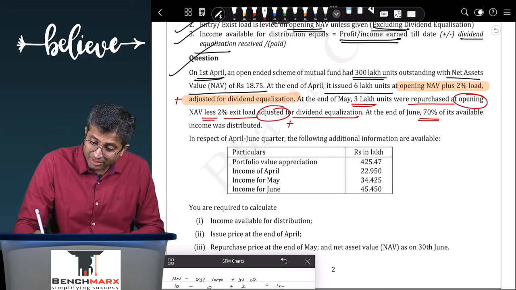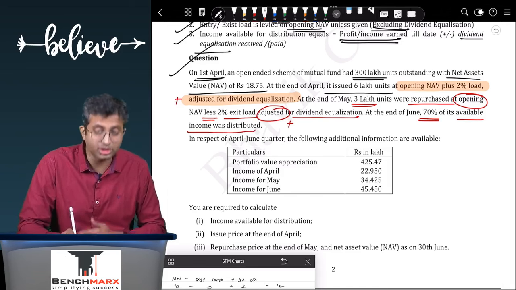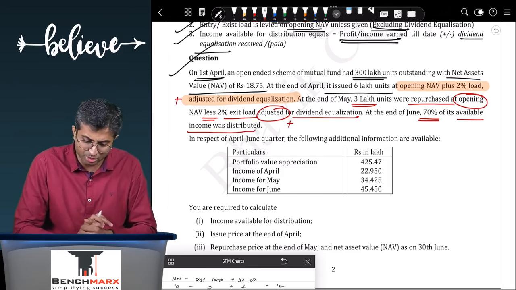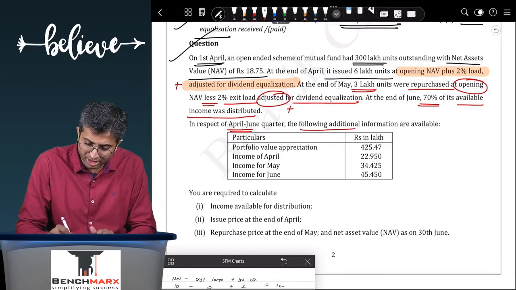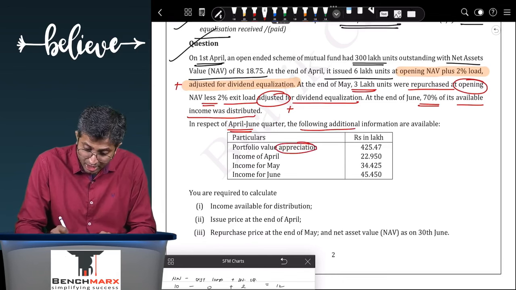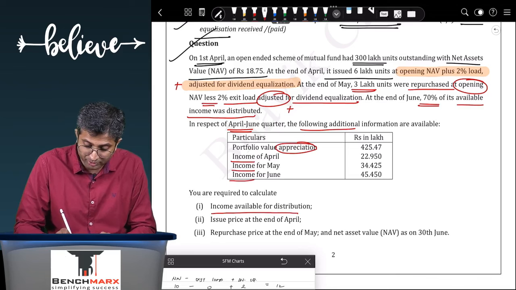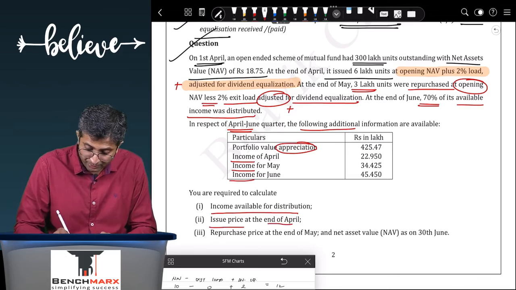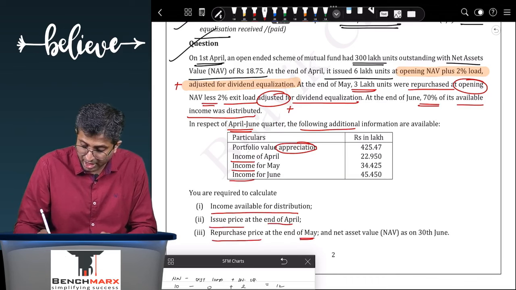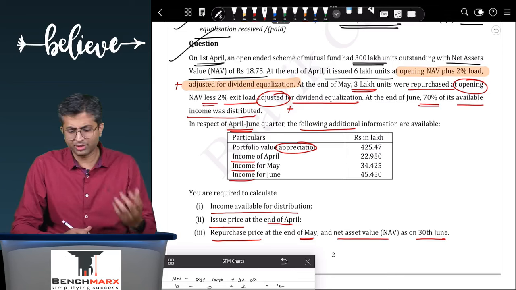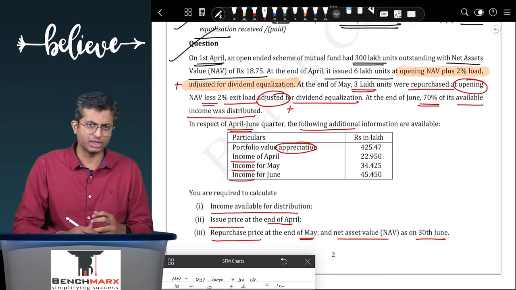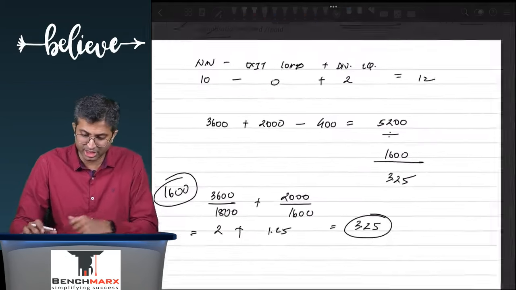At the end of June, 70% of the available income was distributed. So you'll have to first find the income available for distribution. In respect of the April to June quarter, the following additional information is available. So you have the appreciation, then income of April, income of May, and income of June. You are required to calculate the income available for distribution, the issue price at the end of April, the repurchase price at the end of May, and the NAV as on 30th June. So what we'll do over here is we'll first try to find the issue price at the end of April and repurchase price at the end of May.